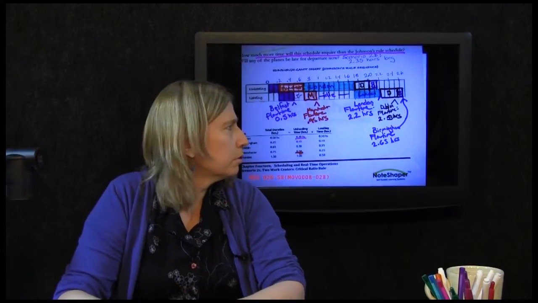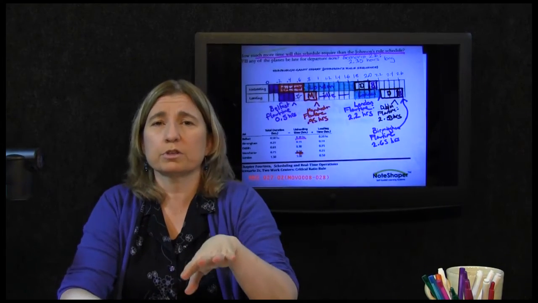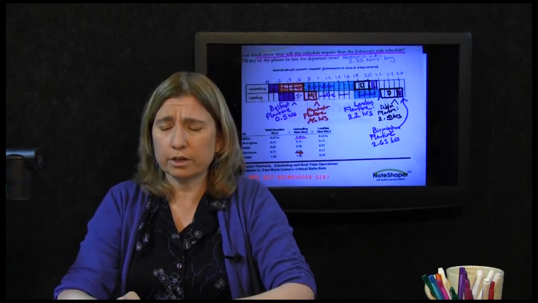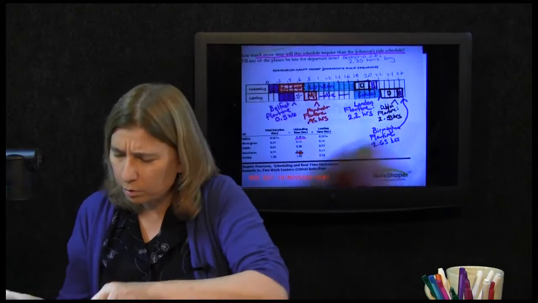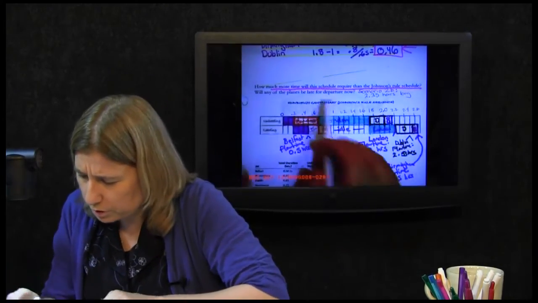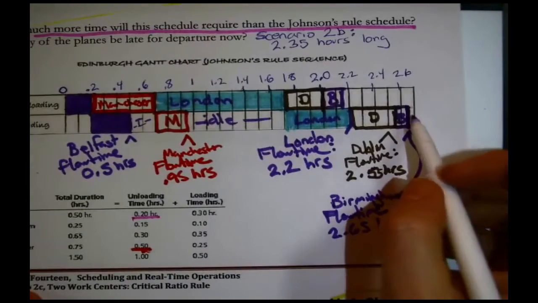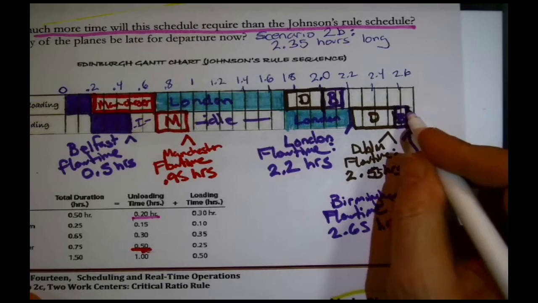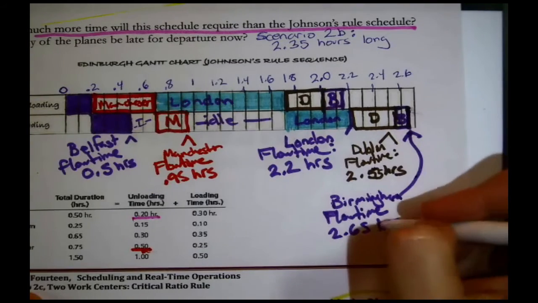Oh, you say, well, okay, great. I have all these flow times. Now remember, the flow time in this particular setting is when you have finished with the jet and it is then free to leave again. You say, yeah, okay, but have I answered the questions? Well, one of the questions was, how much more time will this schedule require? You look at the flow time of the last job in a sequence. Birmingham was the last flight. When does it finish? That means the whole thing is finished in 2.65 hours.